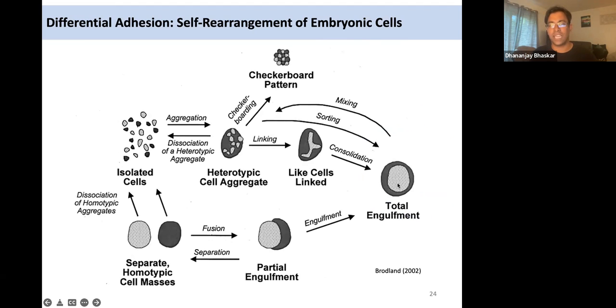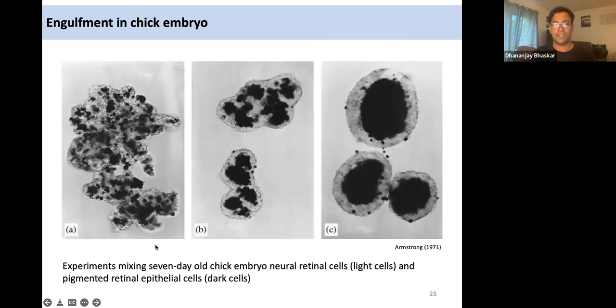You can have one cell type get completely engulfed by another cell type, or you can have them as separated clusters. This is something that's been known for a while. So Armstrong already in the 1970s showed that if you take two different chick embryo cells and you mix them up, eventually one cell type gets completely engulfed by another cell type.